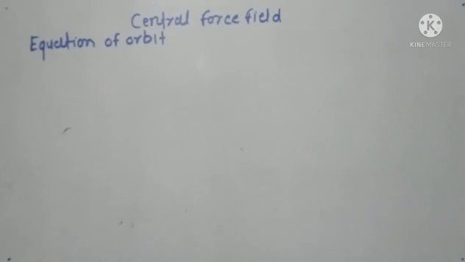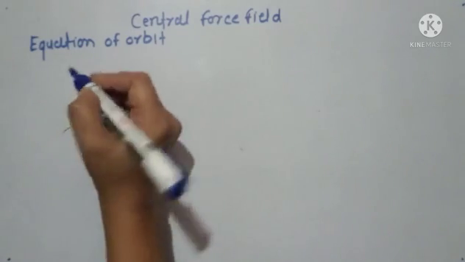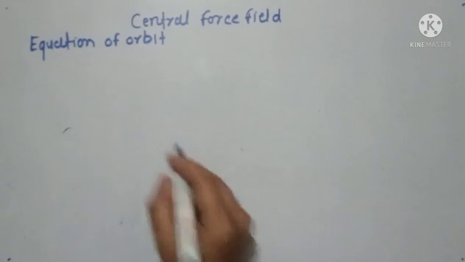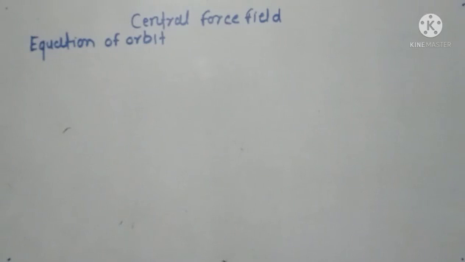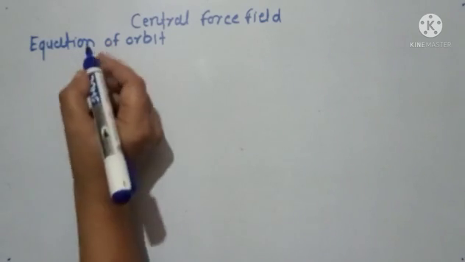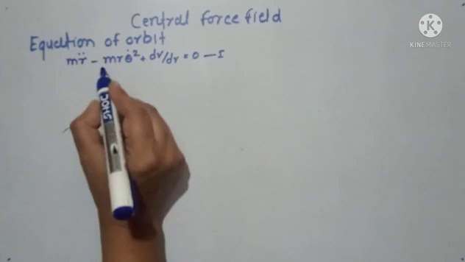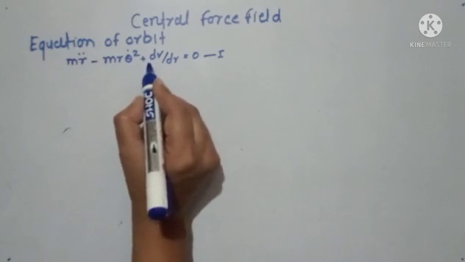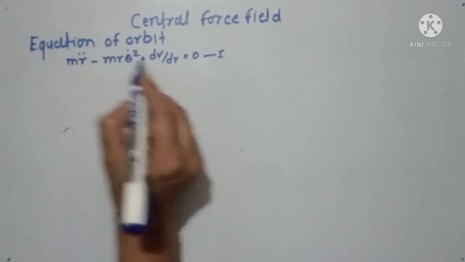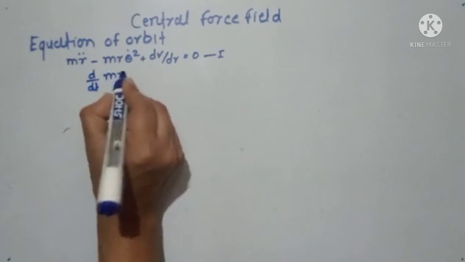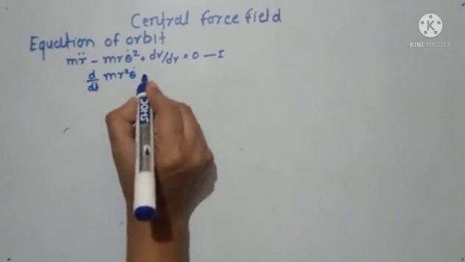In the last lecture we derived the Lagrangian equations of motion for the central force field, and we also derived the angular momentum and the derivation for energy conservation from those Lagrangian equations of motion. So the first Lagrangian equation was m r double dot minus m r theta dot square plus dV by dr is equal to 0, and d by dt of m r square theta dot is equal to 0.